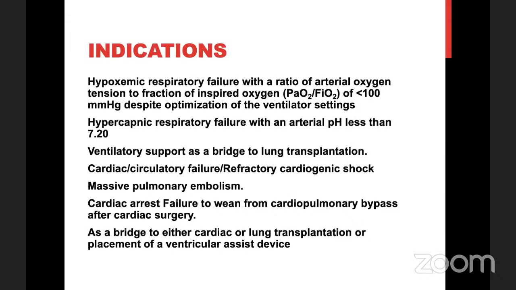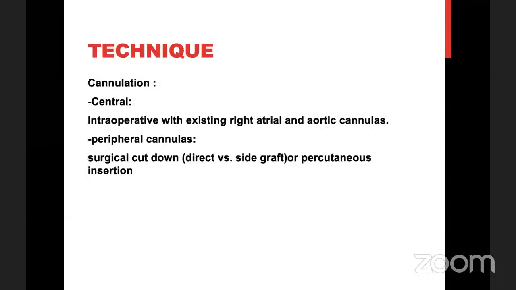ECMO. One of them is hypoxic respiratory failure, with a ratio of arterial oxygen tension to fraction of inspired oxygen of less than 100 millimeters of mercury despite optimization of the ventilator settings; hypercapnic respiratory failure, type 2, with arterial pH less than 7.2; ventilatory support as a bridge to lung transplantation; cardiac circulatory failure, refractory cardiogenic shock, massive pulmonary embolism, cardiac arrest; failure to wean from cardiopulmonary bypass after cardiac surgery, or as a bridge to either cardiac or lung transplantation or placement of VAD devices.